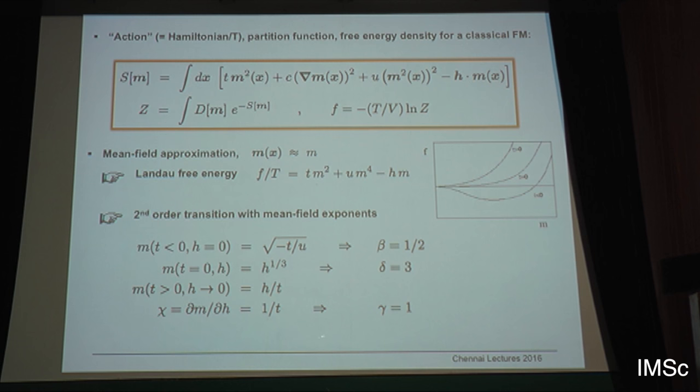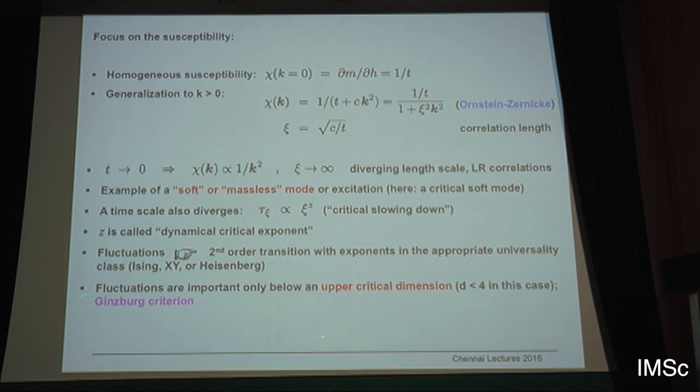If you take an Ising ferromagnet, for instance, where the magnetization can only be either up or down, then the exponents will be different. Okay. So there would be a different universality class. And finally, again, fluctuations are important only below the upper critical dimension. And in this case, that's d equals 4. That was discussed, actually, by a guy named Levanyuk, which is why it's called the Ginzburg criterion.